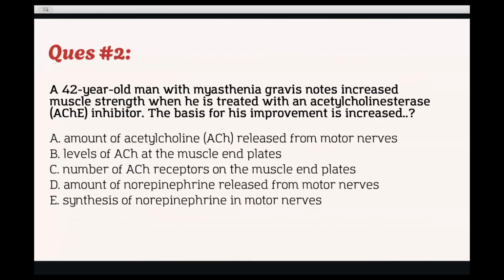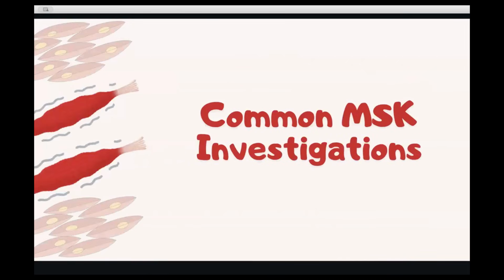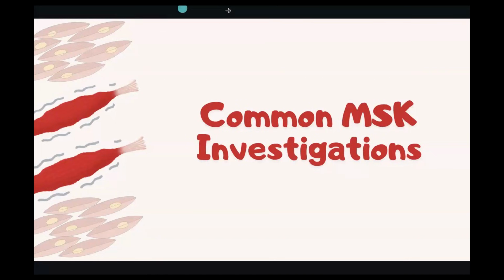A 42-year-old man with myasthenia gravis notes increased muscle strength when he is treated with an acetylcholinesterase inhibitor. The basis for his improvement is increased what? So if you do not have acetylcholinesterase, what is going to increase? Levels of acetylcholine at the muscle end plate. Excellent.